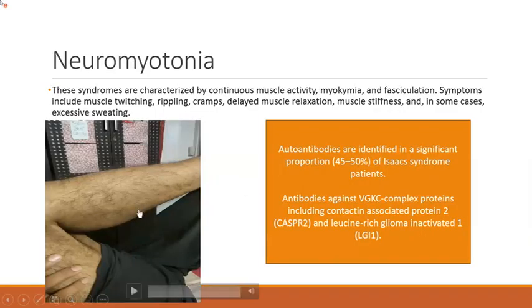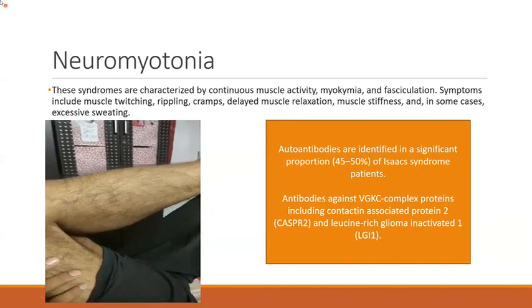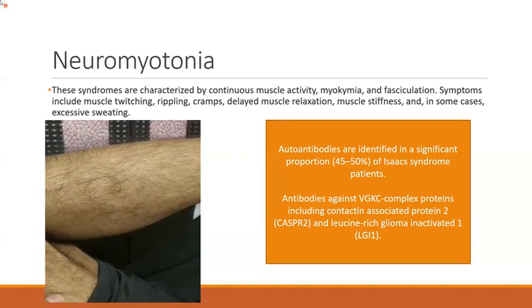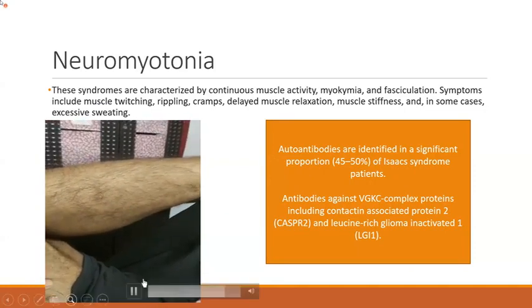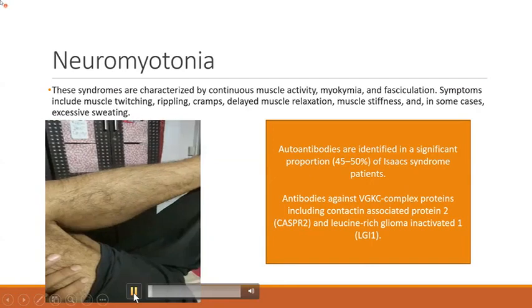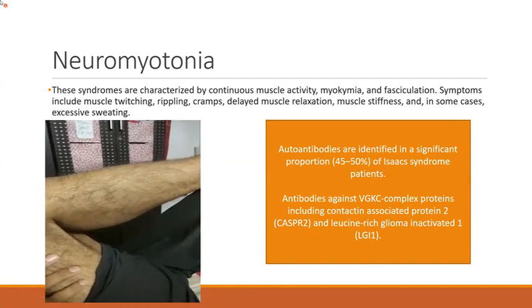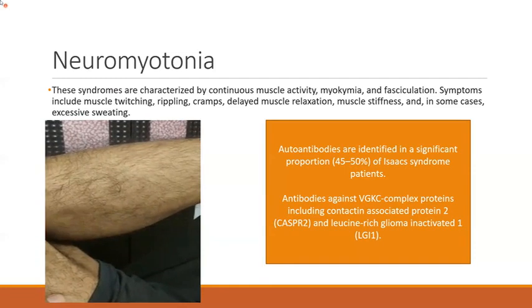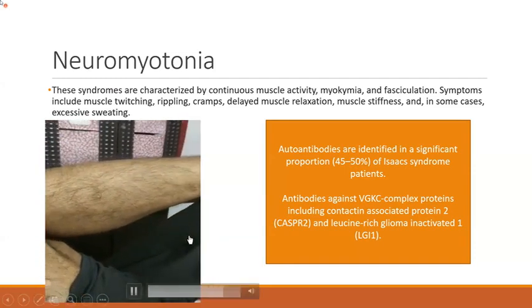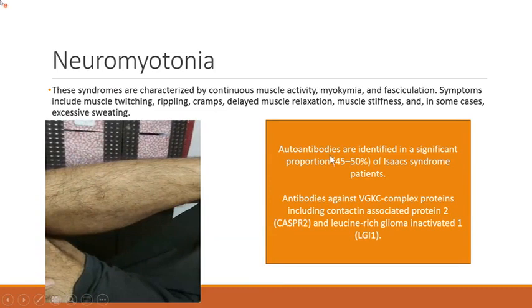Now, neuromyotonia. These syndromes are characterized by continuous muscle activity, as seen in this video. On feeling, it feels like a bag of worms just below your hand. See once again. These are characterized by continuous muscle activity and can have myokymia, fasciculations, twitching, cramps, delayed muscle relaxation. Initially they were unclassified, but now we know that autoantibodies are present in around 50% of the patients. They are against Caspr2 and LGI1, and depending upon the symptoms, they are classified into Isaac syndrome or Morvan syndrome.